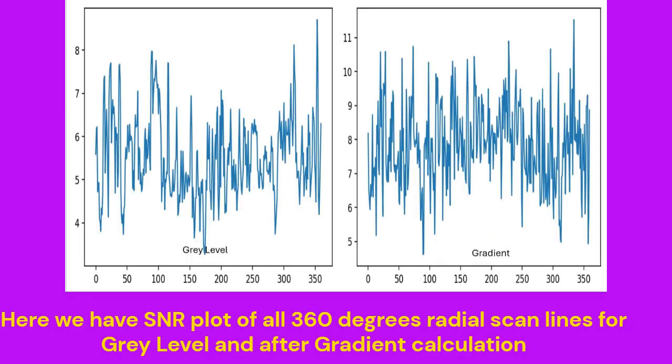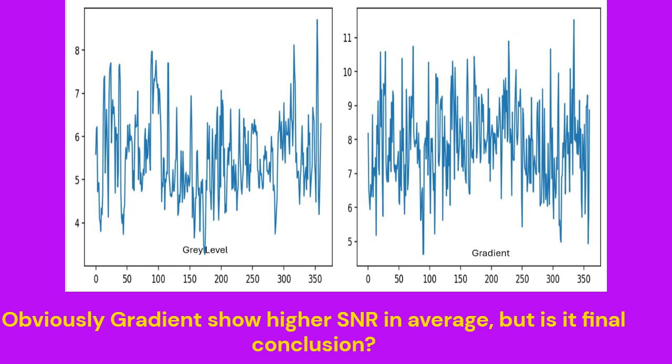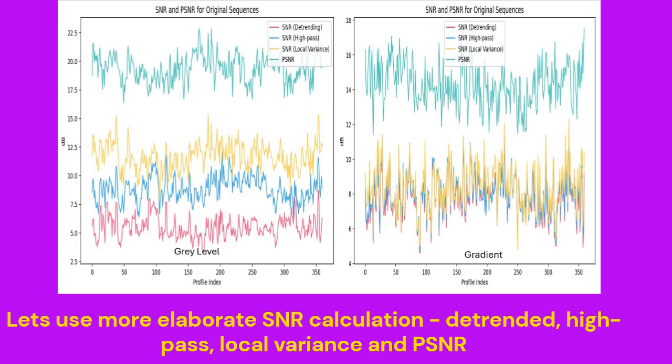Here we have an SNR plot of all 360 degrees of radial scan lines for gray level and after gradient calculation. Obviously, the gradient shows higher SNR on average, but is it the final conclusion? Let's use more elaborate SNR calculations: detrended, high pass, local variance, and PSNR.